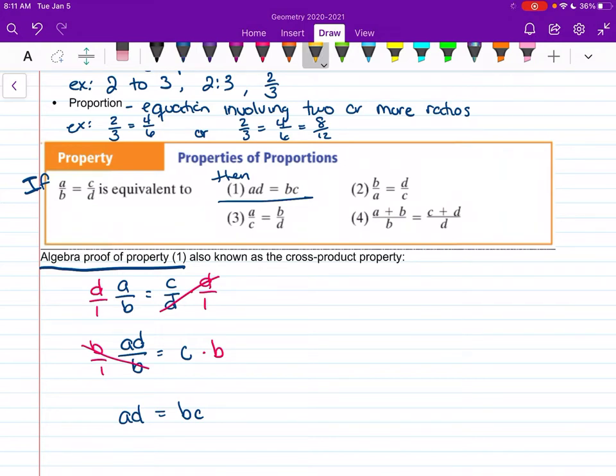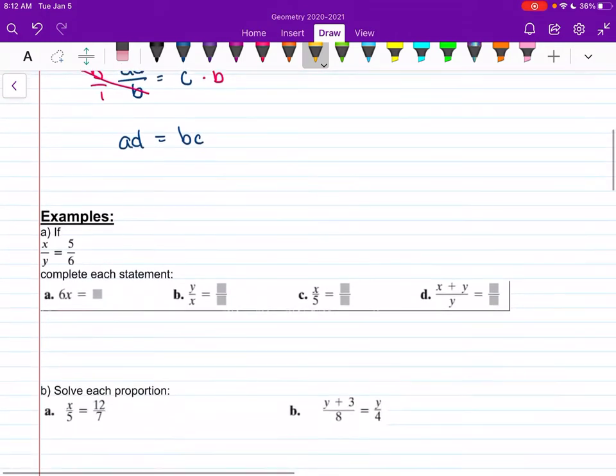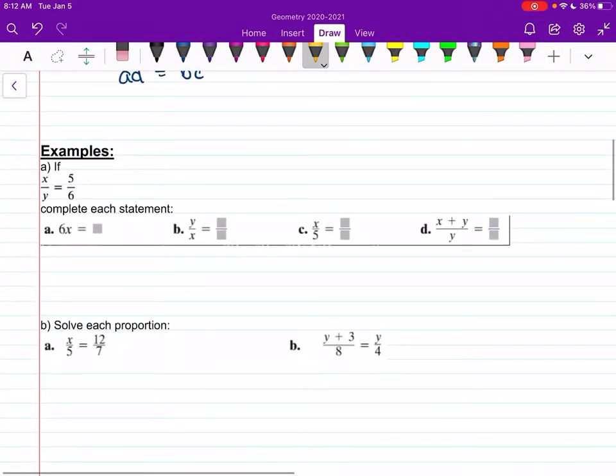You can also prove properties 2, 3, and 4 on your own using algebra, and I recommend trying that if you're up for it. 4 is a little bit tricky, but 2 and 3 are very similar to what we did for property 1. Number 4 is a little tricky, but it's kind of fun. So try it. All right, let's look at some examples of how we might use these properties.